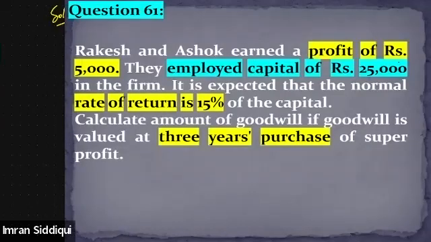It says Rakesh and Ashok earned a profit of rupees 5,000. They employed capital of rupees 25,000. So this is the profit of the firm, which is directly given in the question itself. And the capital employed by the firm is 25,000. That is also given here. It is expected that the normal rate of return is 15%. This is the rate of return prevailing in the market on the amount of capital employed. We need to calculate the goodwill if goodwill is valued at 3 years purchase of the super profit. All right. So I hope the question is clear to all of you. Now, let me show you how we will solve this question.